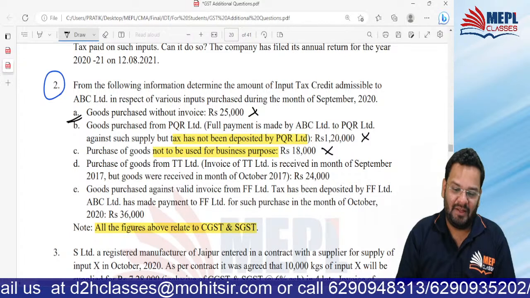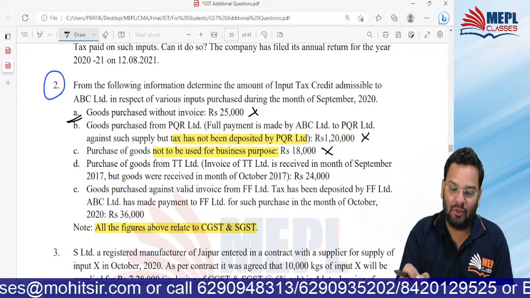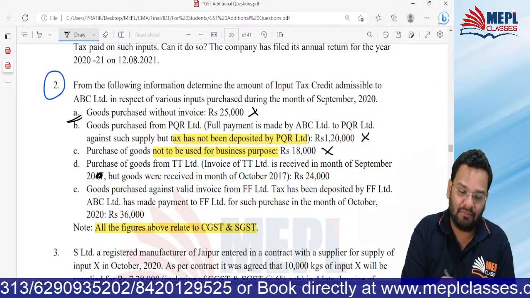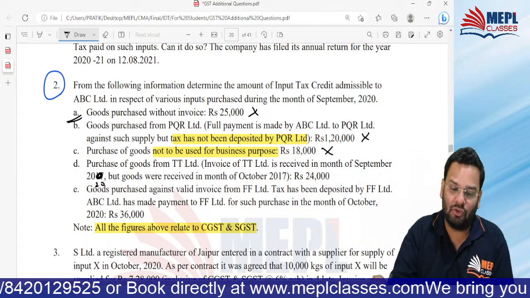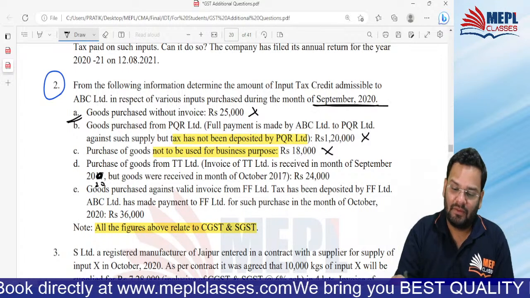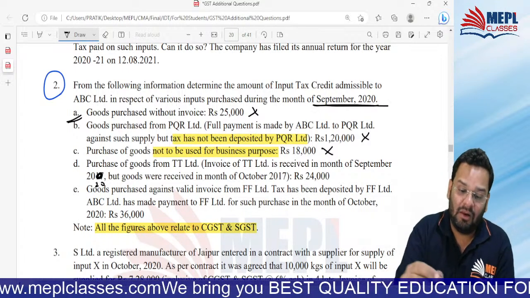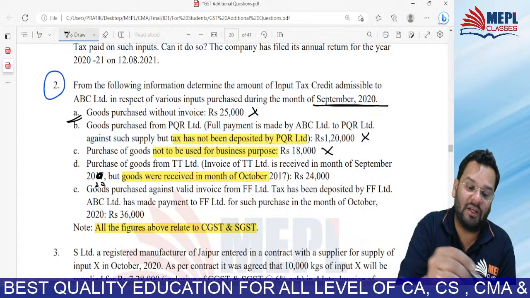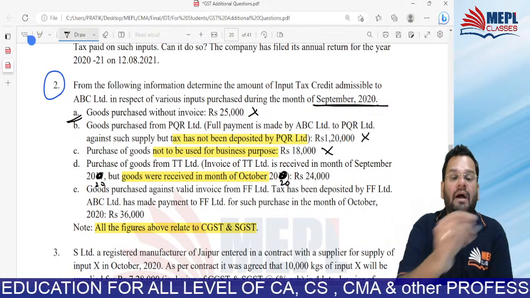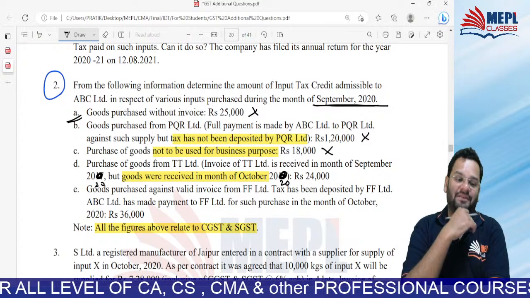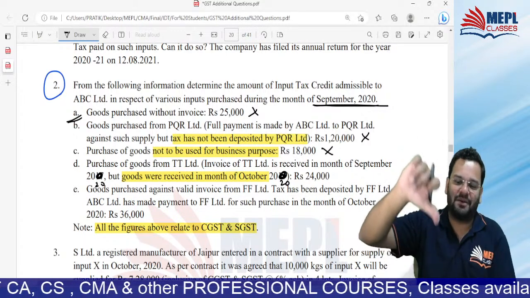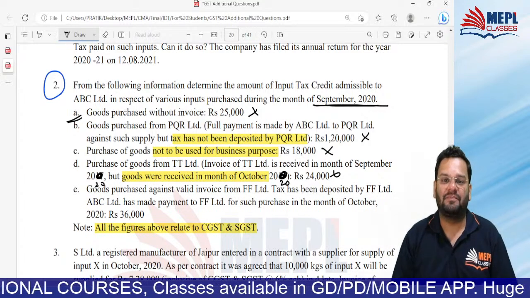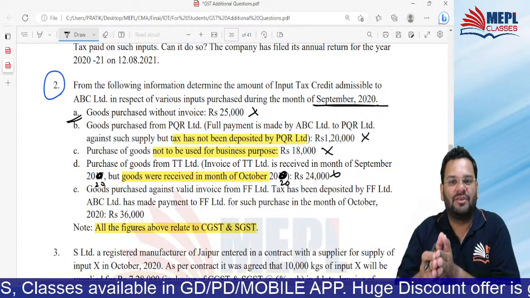Next, purchase of goods from TT Limited. Okay, the invoice of TT Limited is received in the month of September 2020. Invoice is received, no problem. We are discussing September. In September, the invoice is received, no problem. But the problem is that goods were received in October 2020. Can you claim ITC in September 2020? No ITC in September 2020. Okay. Because the goods or services should be actually received.